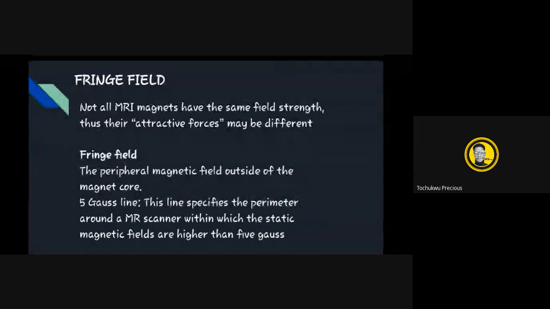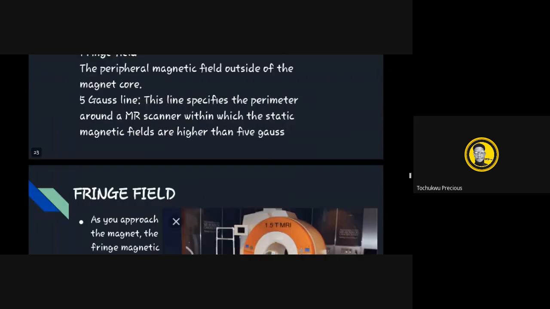Then we have the fringe field. Not all MR magnets have the same field strength, so their forces of attraction may be different. Fringe field is defined as the peripheral magnetic field outside of the magnet core. For the fringe field, we have something we call the 5 gauge line, which specifies the perimeter around the MRI scanner within which the magnetic field is higher than 5 gauge.